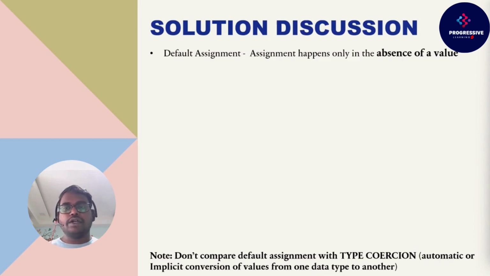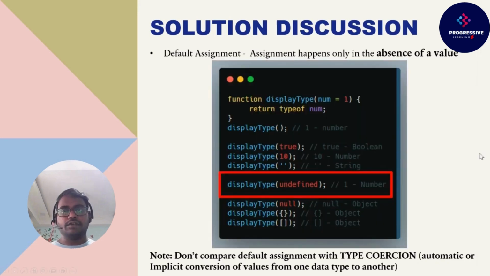Another thing to remember is, don't compare this default assignment with type coercion. For people who don't know type coercion, who are new to it, that is an implicit conversion of values from one data type to another. I will do a dedicated video on it later. And now we'll concentrate on the default assignment. Only in the case of absence of value. What does it mean?